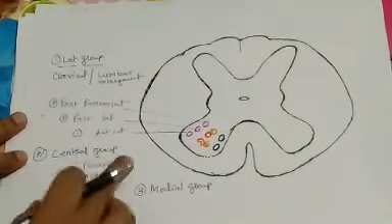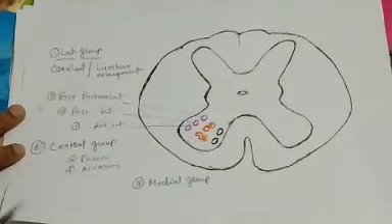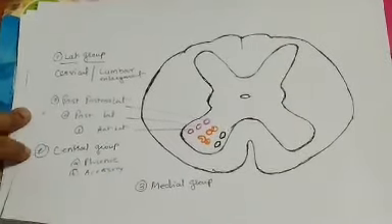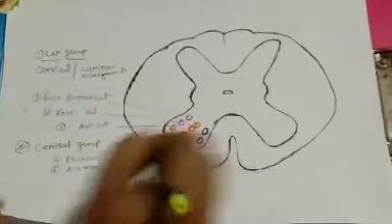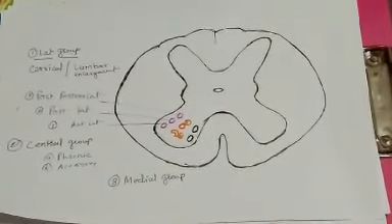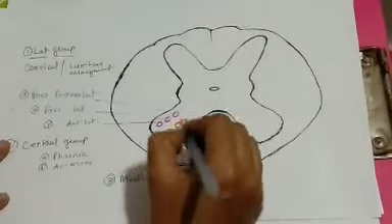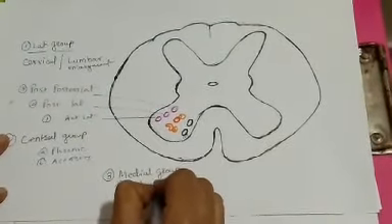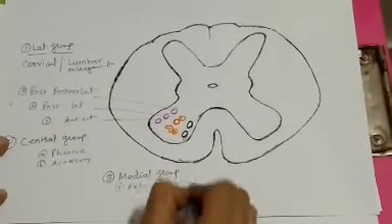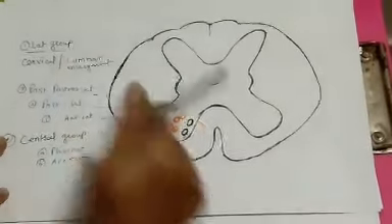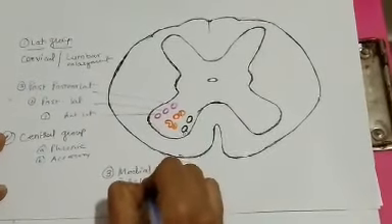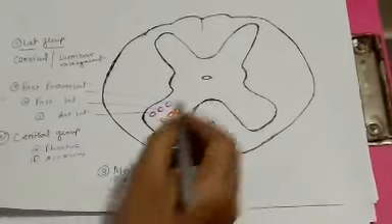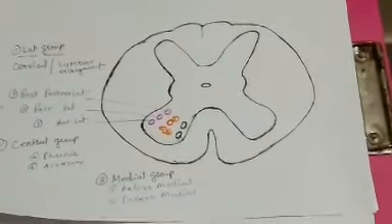Then second group is central group. This group contains two subgroups, phrenic and accessory. Then third is medial group, and this group contains two subgroups. First is anteromedial and second is posteromedial, and this is related with axial muscles.